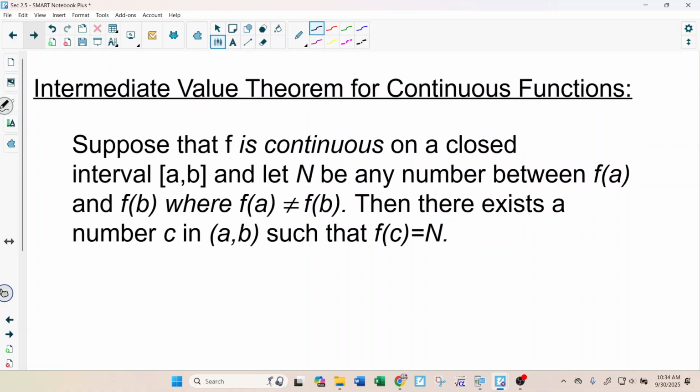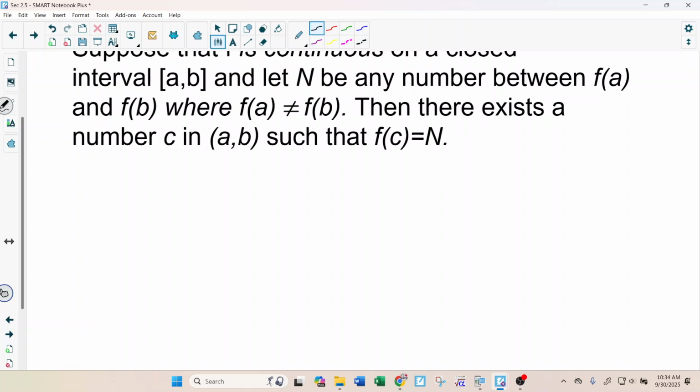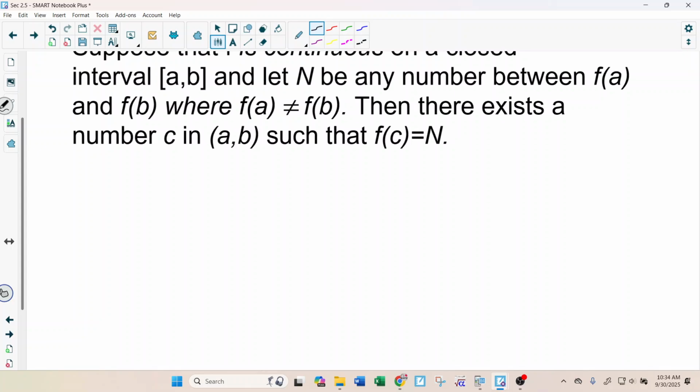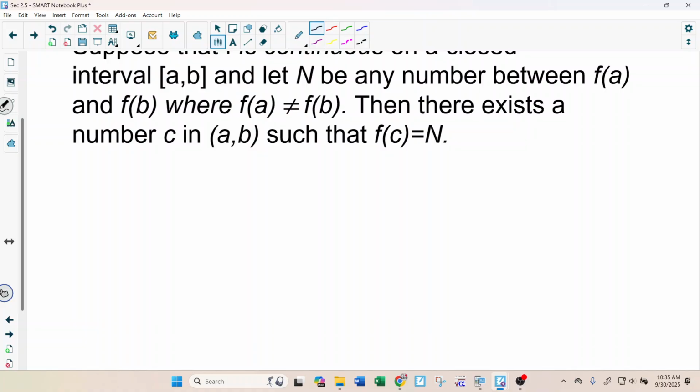Okay, so if that's true, let n be any number between f of a and f of b, where they are not equal. There exists a c such that f of c is equal to n. What does that mean? So let's look at it. This is one of the first ones we look at that is known as an existence theorem. It doesn't tell you the answer, it just says there exists an answer, but you don't know what it is. So let's draw a picture.